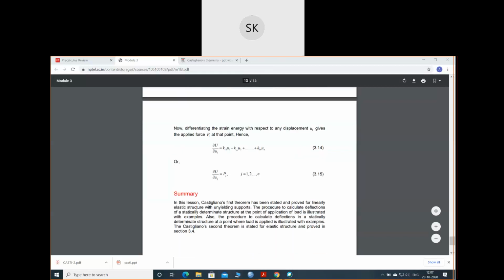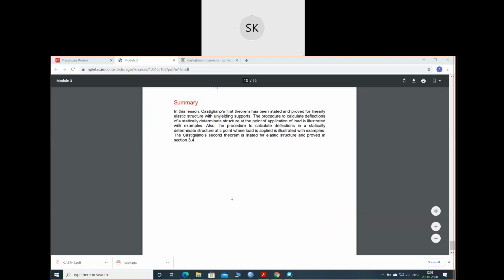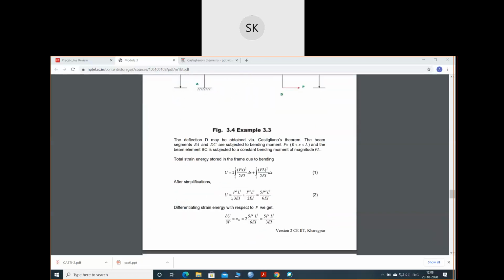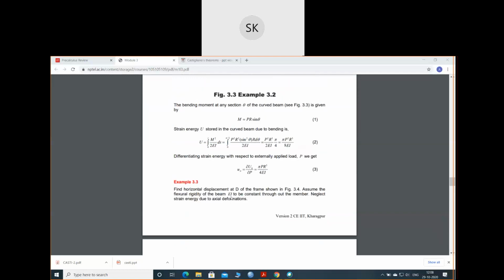As per the summary, Castigliano's first theorem has been stated and proved for linearly elastic structures. The procedure to calculate deflection of a statically determinate structure at the point of application of load is illustrated. We have seen one simple example. We will not go for complicated examples because we will get this in your higher classes.